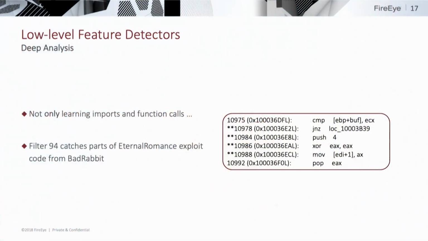Now, I've been focusing on imports, but that's not really the only thing here. We also have a filter that caught a snippet of the EternalRomance exploit, highlighted with the stars. So again, you get this sense that there's a mix: straight import features being detected at these low layers, as well as code-related snippets being detected.